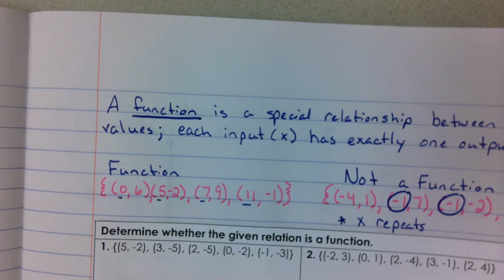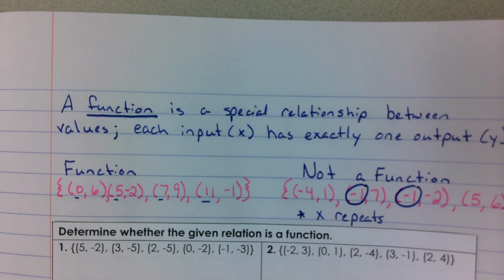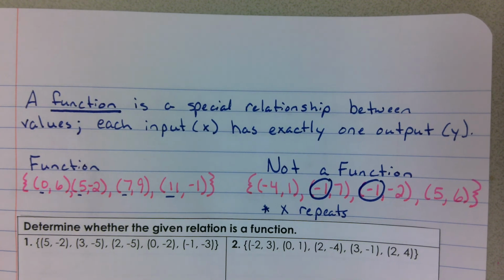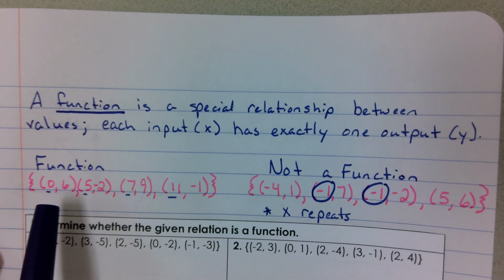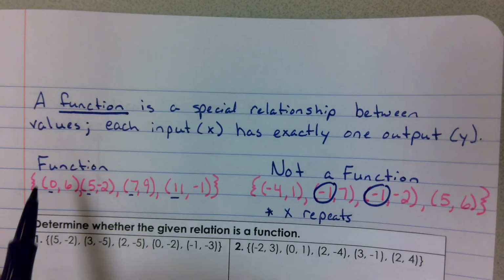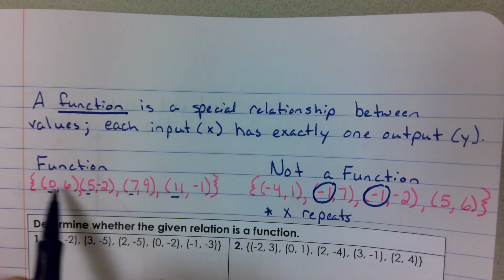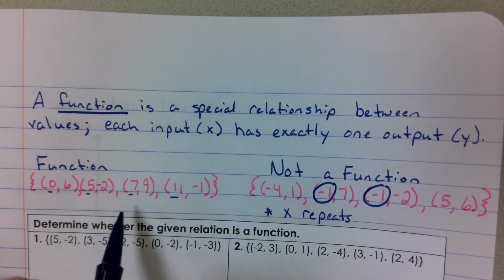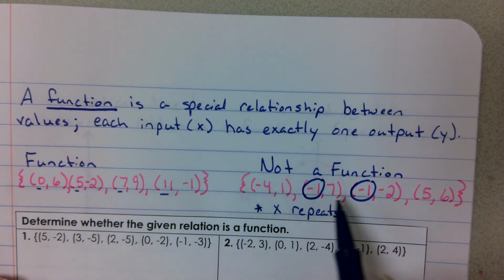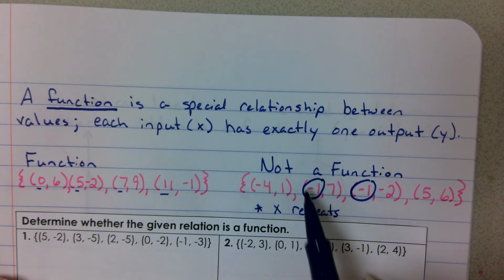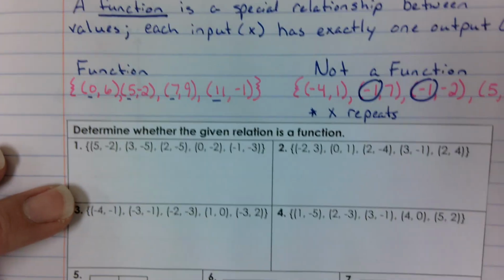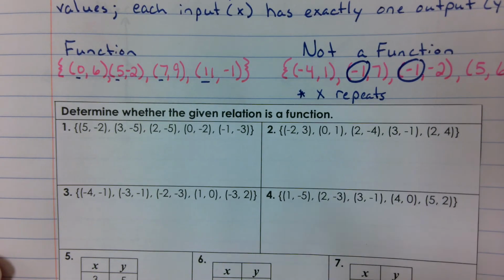All right, so a function is a special relationship between values. Each input x has one output y. I have two examples here. These are sets of our ordered pairs. Here, looking 0, 5, 7, 11, x doesn't repeat. This is a function. Here's my next set of ordered pairs, -4, -1, -1, 5. As soon as I see x repeat, that tells me not a function. So now we're going to look at some examples.